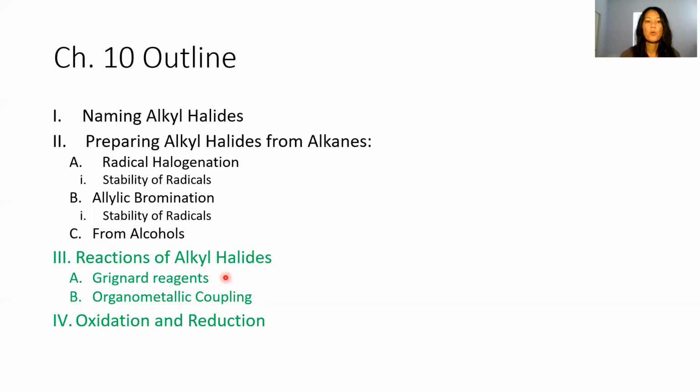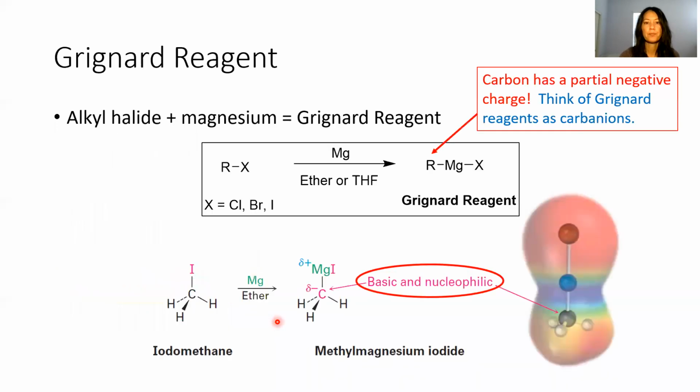Hello, welcome everybody. In this video, we're continuing chapter 10 and talking about some coupling reactions with alkyl halides, and then we'll talk a little bit about oxidation and reduction. The two types of reactions we'll be focusing on are Grignard reactions using Grignard reagents, and other organometallic coupling reactions. And then again, the overview of oxidation and reduction.